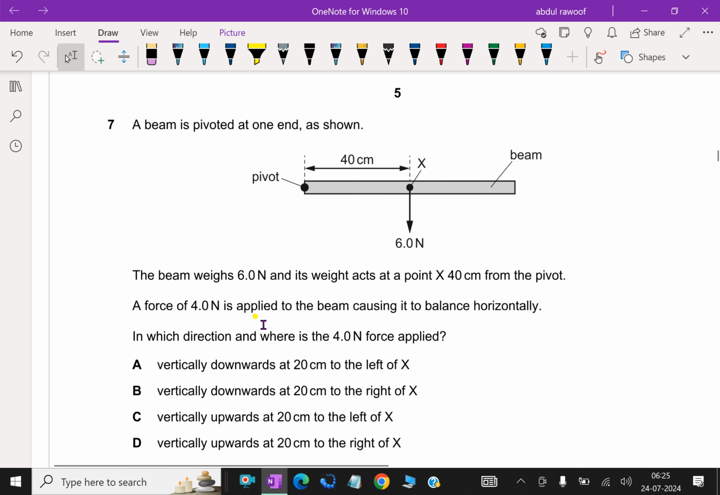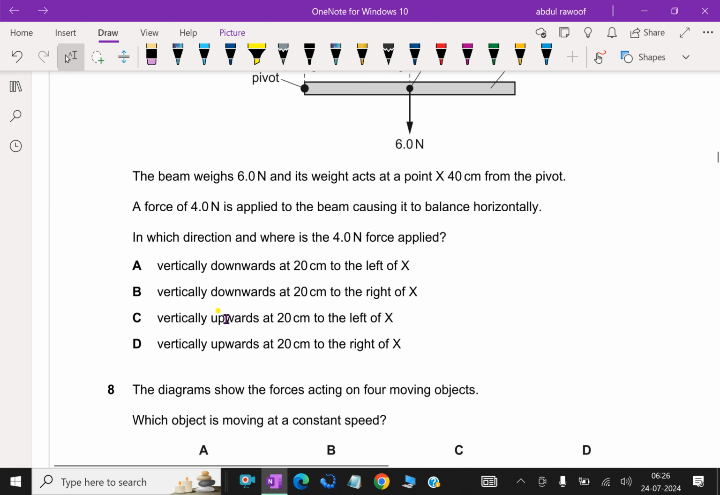A 4 Newton force is applied to the beam, causing the beam to balance horizontally. In which direction and where is the 4 Newton force applied? Here the force must be applied upward to balance because the weight is already downward. So vertically upward, this C and D possible. Here A and B are not possible because both are vertically downward. Here vertically upward 20 centimeter from the left of X, vertically upward 20 centimeter from the right of X.